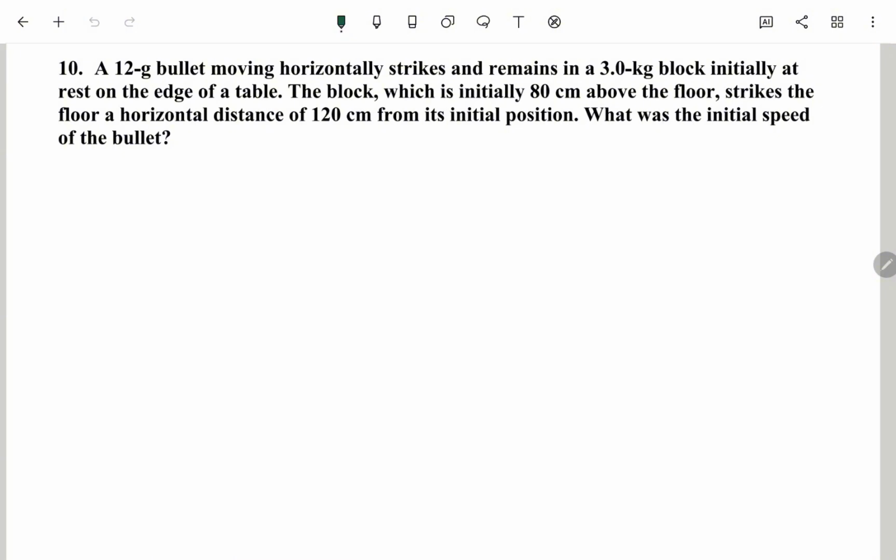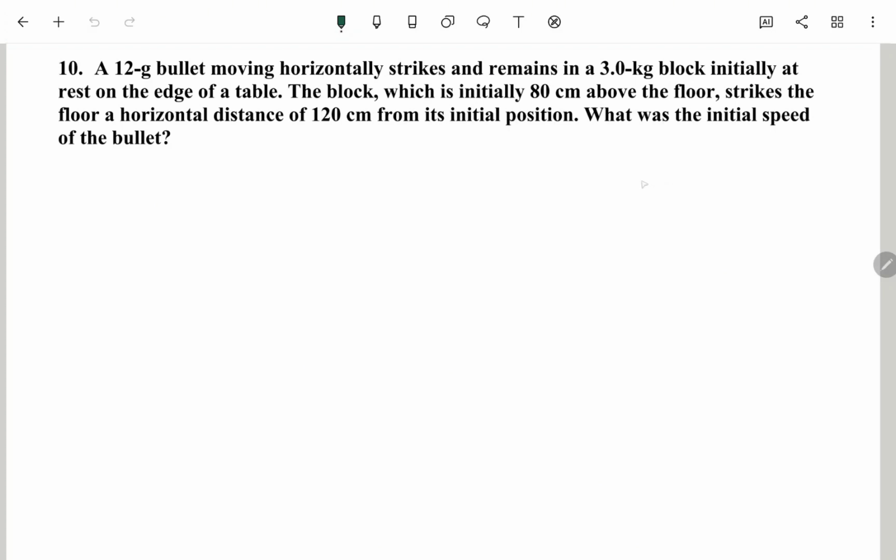A 12-gram bullet moving horizontally strikes and remains in a 3-kilogram block initially at rest on the edge of a table. The block, which is initially 80 centimeters above the floor, strikes the floor at a horizontal distance of 120 centimeters from its initial position. What was the initial speed of the bullet?